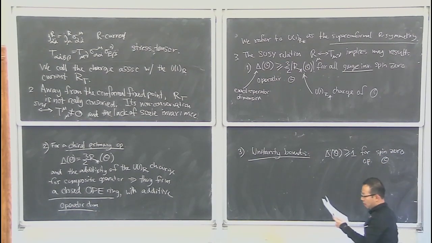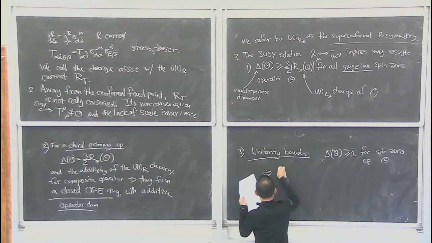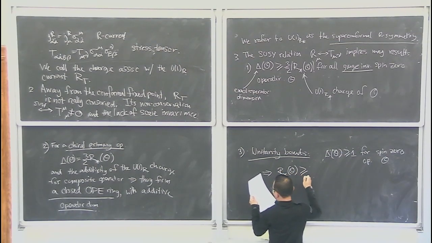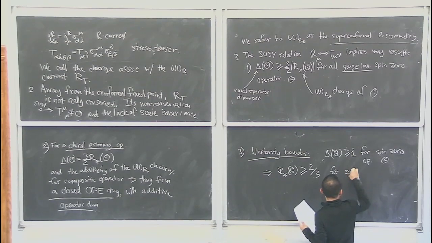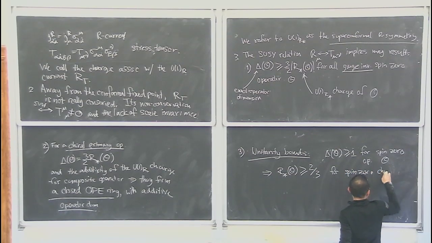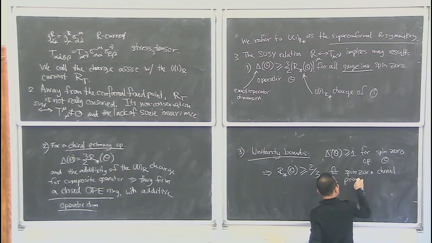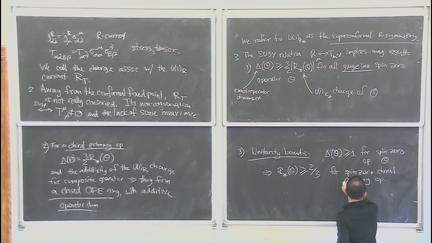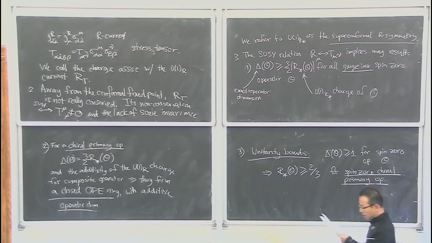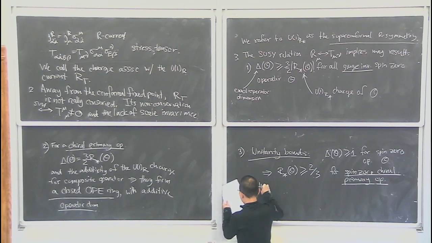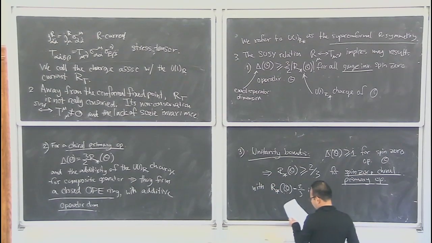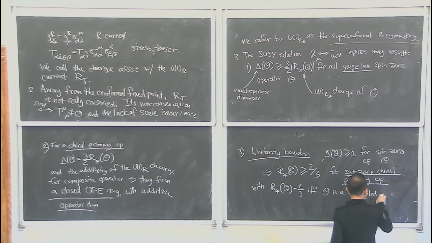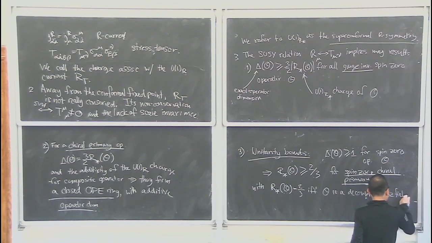implies that R star of O has to be greater than 2/3 for a spin 0 chiral primary operator, with R star of O equal to 2/3 if and only if O is a decoupled free field.